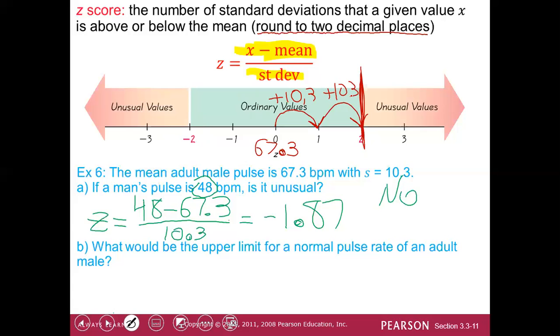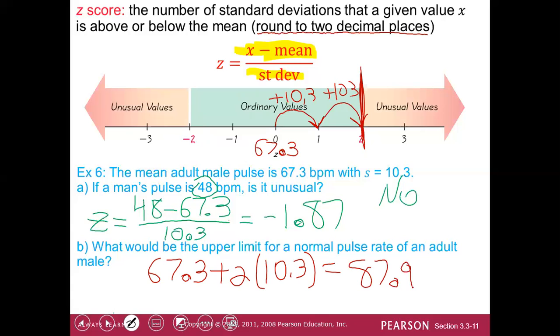So really, it's exactly what we did in the last section, 67.3 plus 2 standard deviations. So the upper limit, if I calculate that, would be 87.9. So if I measured some adult male and their heart rate was higher than 87.9, I could say, okay, this is in the unusual range. We've got to check this out.